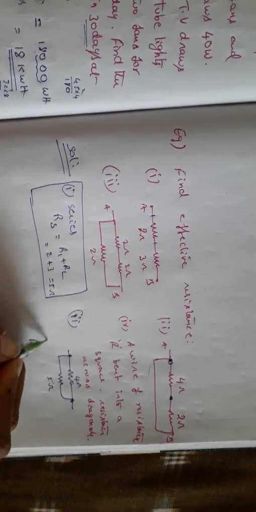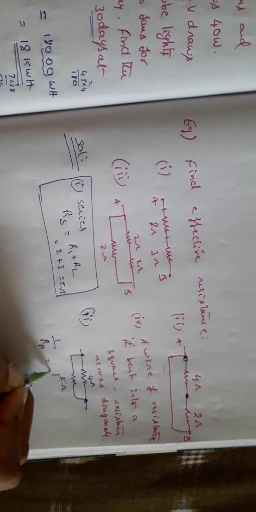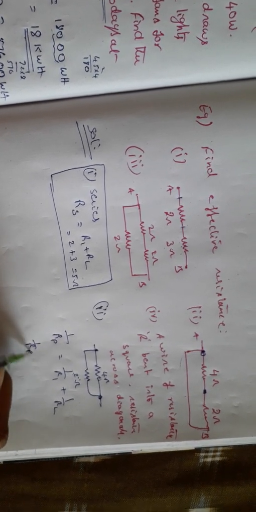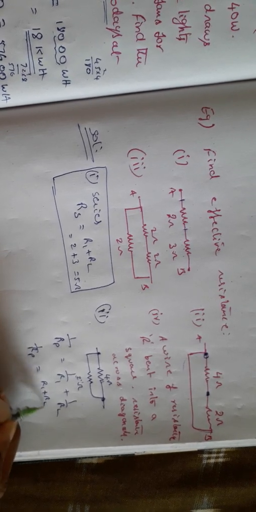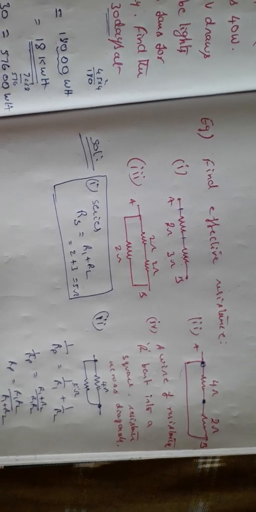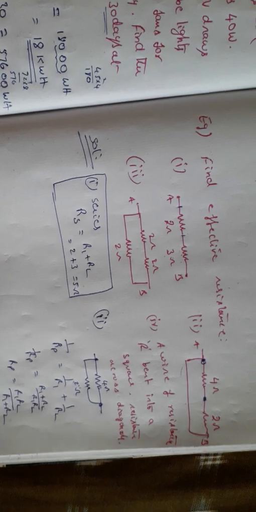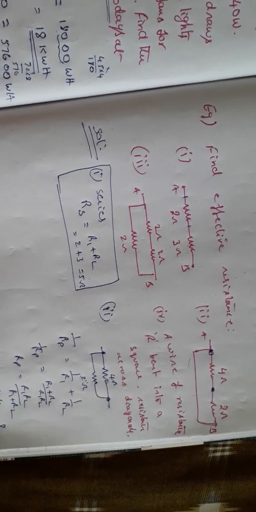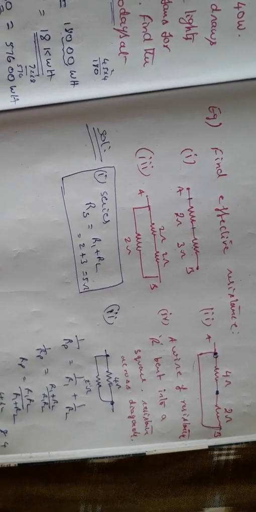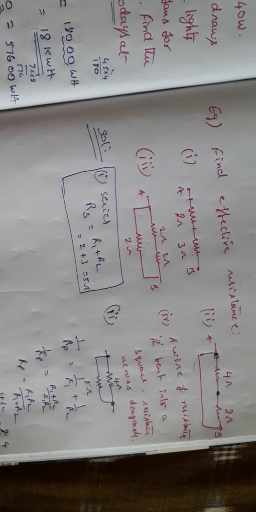So what is the effective resistance in case of parallel? 1 by Rp is equal to 1 by R1 plus 1 by R2. Or on taking the LCM, you will get 1 by Rp is equal to R1 plus R2 by R1 R2, or Rp is equal to R1 R2 divided by R1 plus R2. Now substituting, R1 R2, 4 into 2 by 4 plus 2, 8 by 6. So that is 2 4s are and 2 3s are. So hence what is the effective resistance in parallel? 4 by 3 ohms.